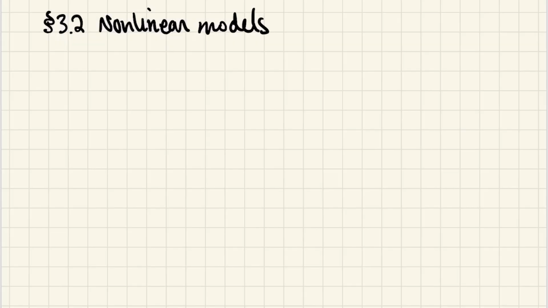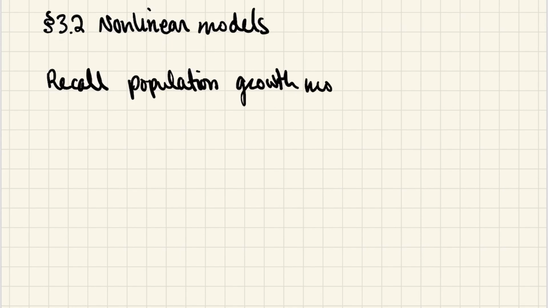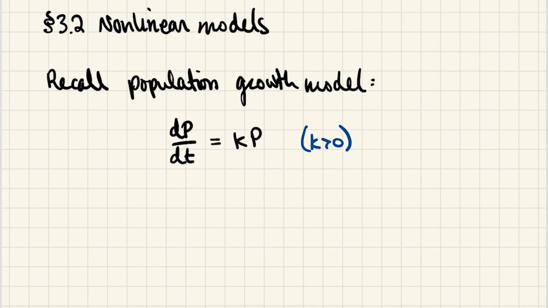All right, let's recall the population growth model that we've been working with this semester so far. That was the rate of change of population with respect to time is proportional to the current value of the population, with k being our constant of proportionality, and k of course was positive for population growth.